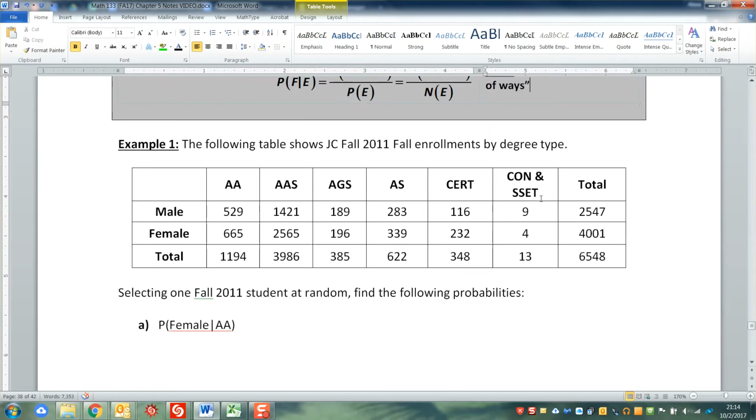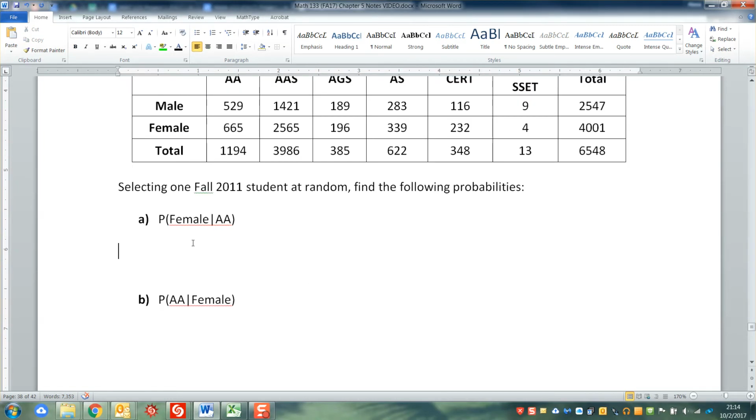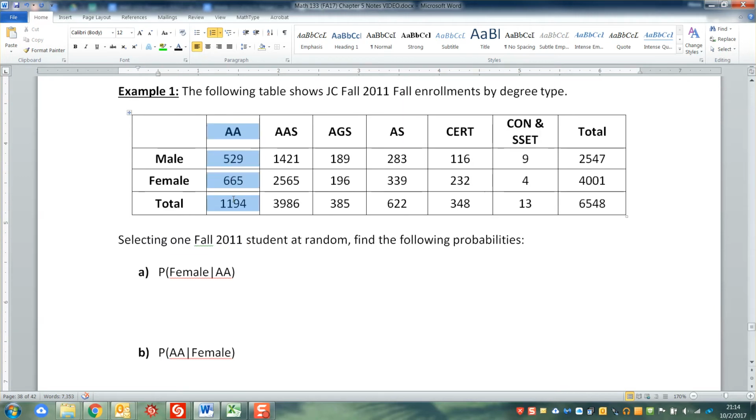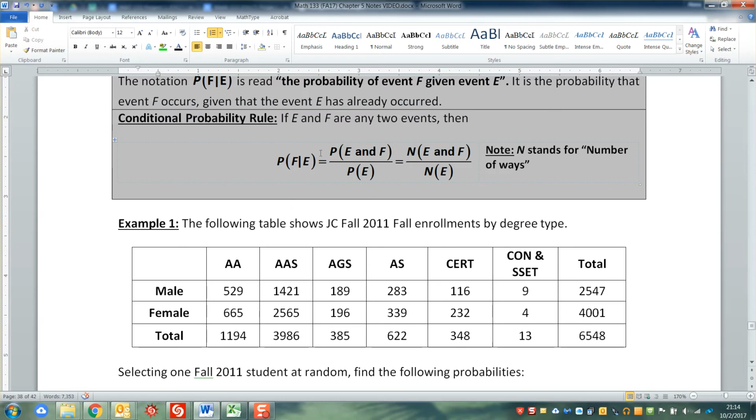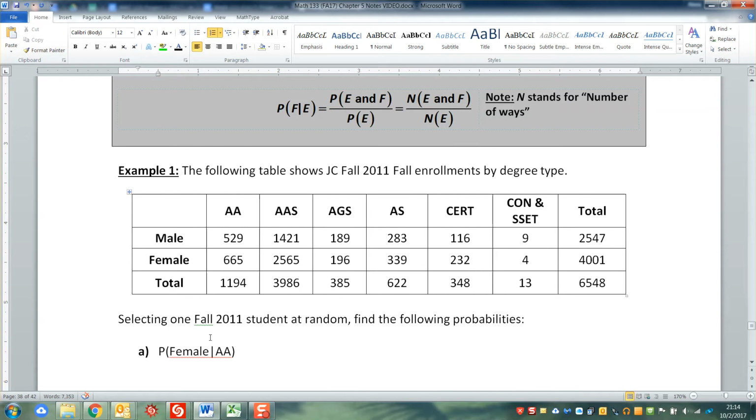All right, so let's look here. We have the following table showing JC Fall 2011 enrollments by degree type. So we have your associate in arts, your associate in applied science, your associate in general studies, and so on. We want to find the probability of female given that we're talking about an associate in arts. So there's that given that right there. The given that means that you're looking at only the associate in arts column. So the probability of female given AA is the number of ways to have female and AA divided by the number of ways to have AA.